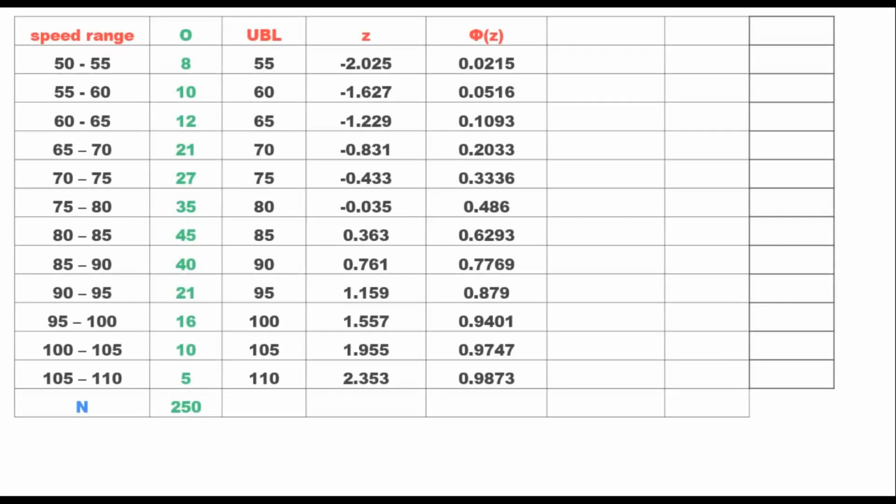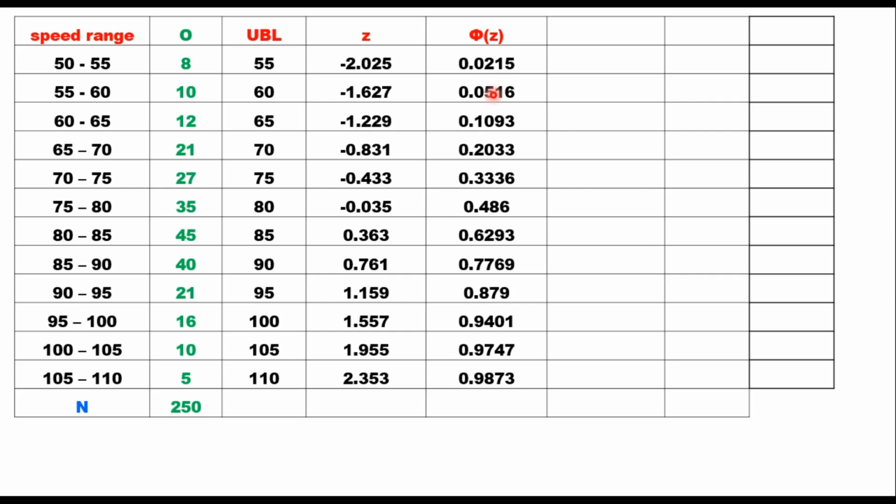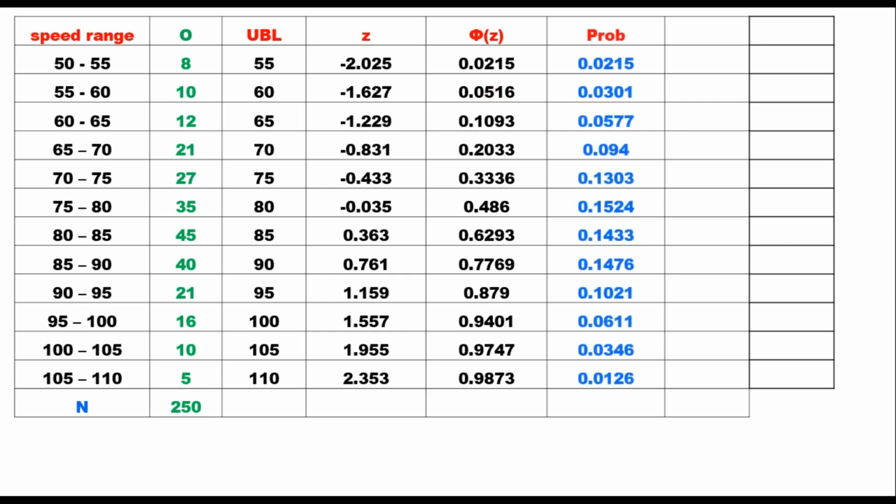Similarly, for each row you have the Z value, and corresponding to Z you find phi Z, the area under the curve. Then in the next step, you calculate the probability. The probability here remains the same, 0.0215. Then it is second row minus first row, that is 0.0301. Third row minus second row is 0.0577, because this is cumulative area, or cumulative probability.